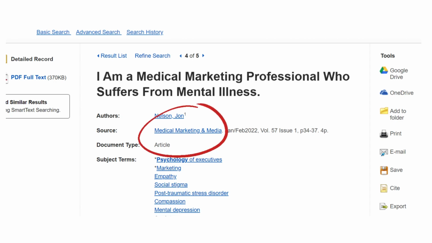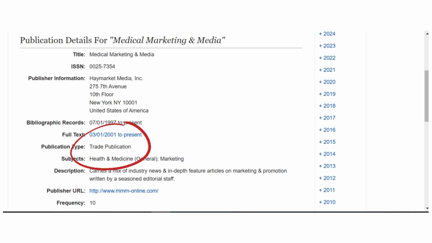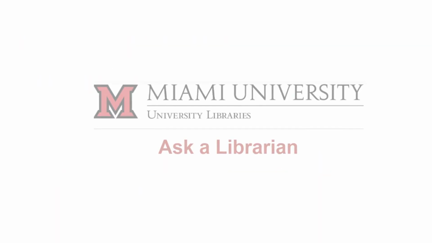Here is another example of something that might be mistaken for a peer-reviewed publication. However, under publication type, it says trade publication. These also can be referred to as trade journals. They are magazines written for people who work in a particular profession, and no item in these go through the peer review process.